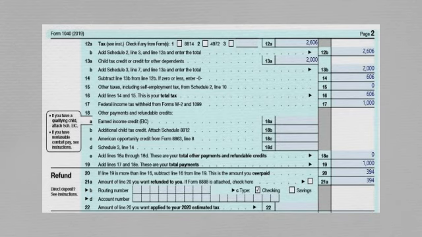Note that there's a box to the left of line 21A. You would only check this if you wanted your refund to go into more than one account, so typically this would be left blank. Remember to sign, date, and put your occupation at the bottom of the form.